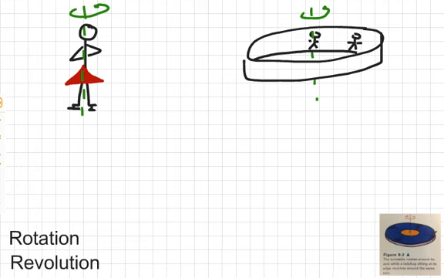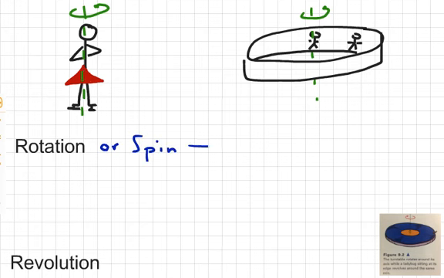Now, when an object is turning around an axis that is internal, that means the axis is somewhere within or passes through the body of that object, we call that a rotation or a spin. So rotation or spin is happening around an internal axis. So we say that the ice skater is rotating, this platform is rotating, or it is spinning. It is spinning around an axis that passes through the object itself.